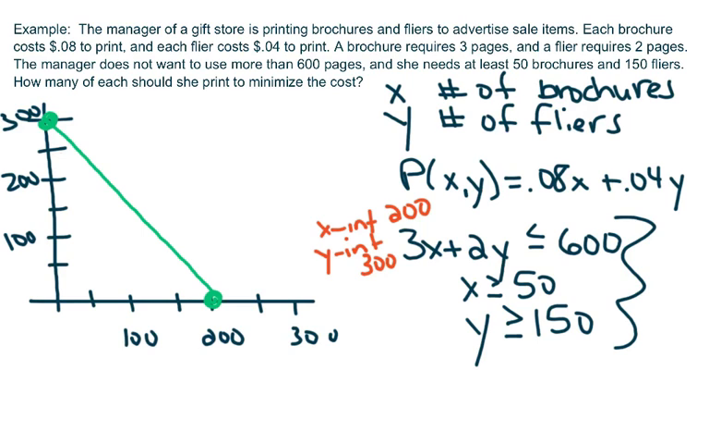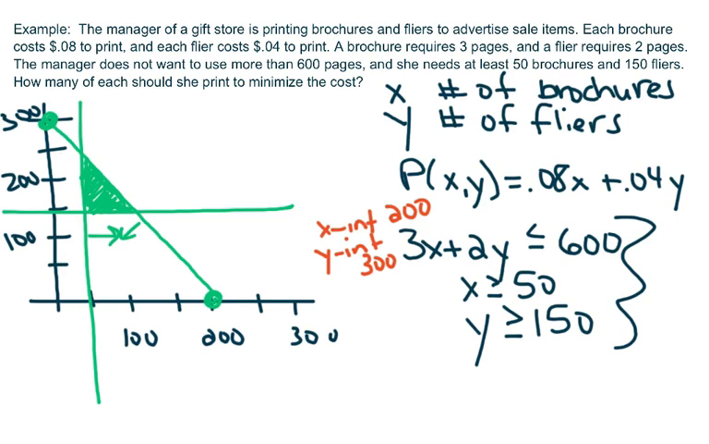This inequality is less than or equal to, so it's going to get shaded below. x is greater than or equal to 50 is a vertical line through 50. Since it's greater than or equal to, it's going to get shaded to the right. So you can kind of already see where the shadings look like they're going to overlap. The last inequality is y is greater than or equal to 150. That's a horizontal line through 150, and it's going to get shaded up. So it turns out that my shaded region is right here.